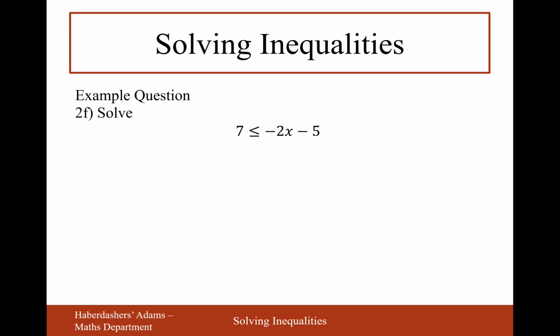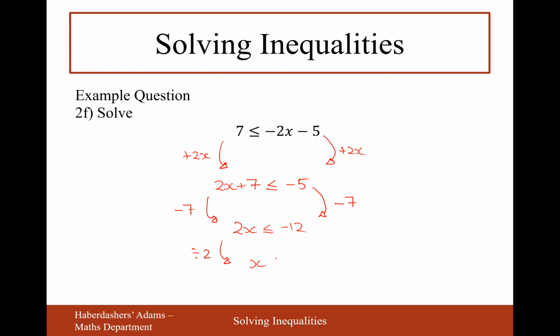Moving on to question 2f. Well, x is negative here, so I think the first thing I'll do is add 2x onto both sides. So I'm going to get 2x plus 7 is less than or equal to minus 5. The next thing I'll do is take away 7 from both sides. So 2x is less than or equal to minus 12. And then divide both sides by 2 and you get x is less than or equal to minus 6.